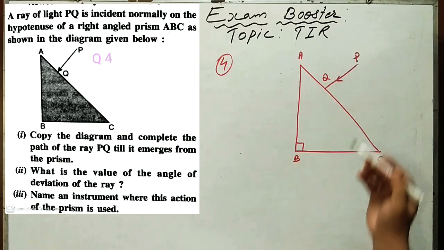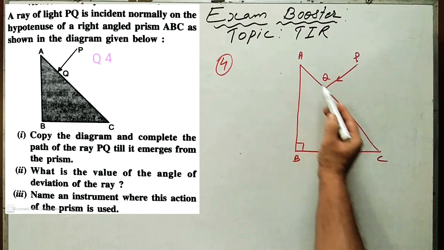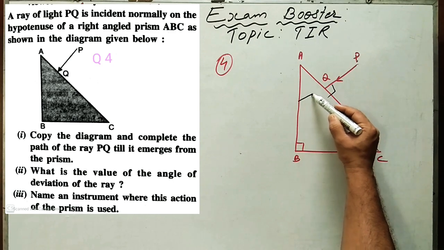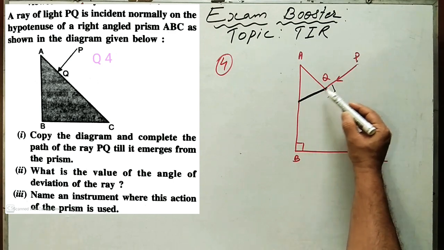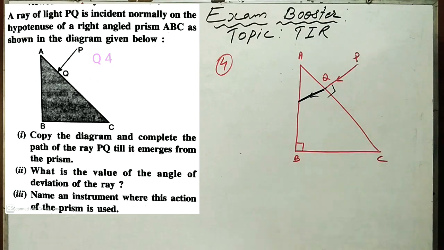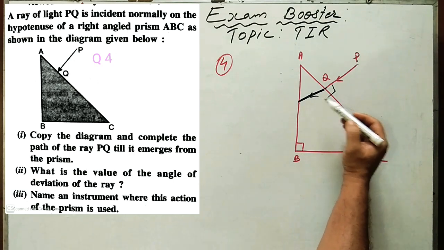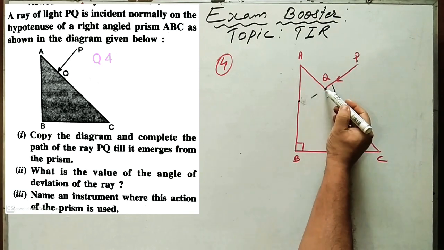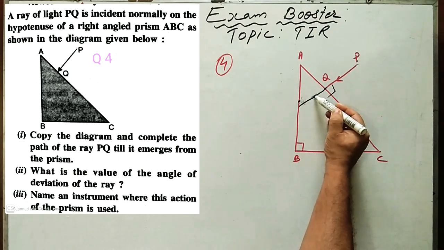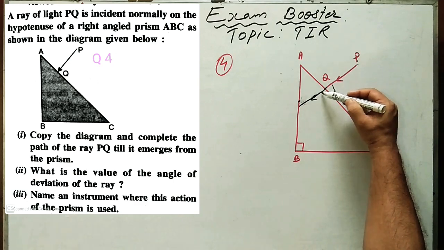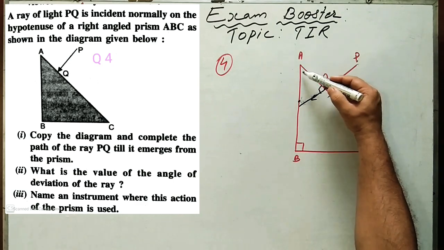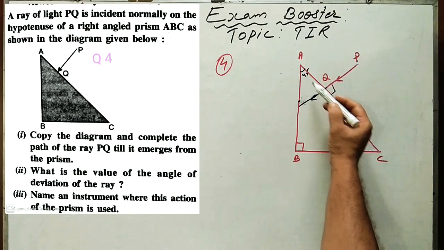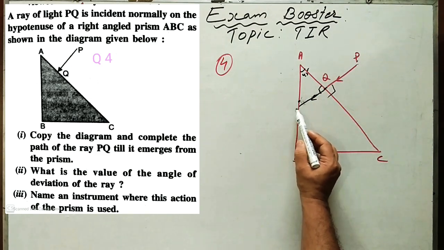Let us complete it. A ray of light PQ striking the surface AC normally passes undeviated and strikes the surface AB. What is the angle of incidence? Let me make it more clear. Now this angle will be 90 degrees. This angle is 45. So 90, 45. So draw a normal.